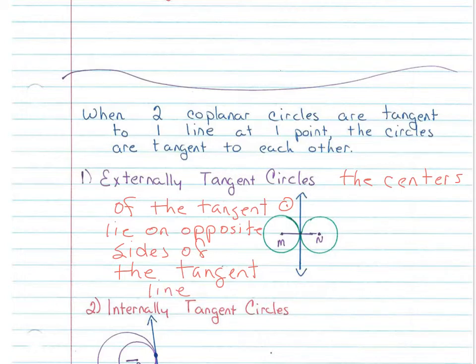And you can see in this case, segment MN, that tangent line goes right through segment MN. It's only tangent to both circles at one point. Okay, so if two coplanar circles are tangent to one line at one point, the circles are tangent to each other. Right. So circle M is tangent to circle N.